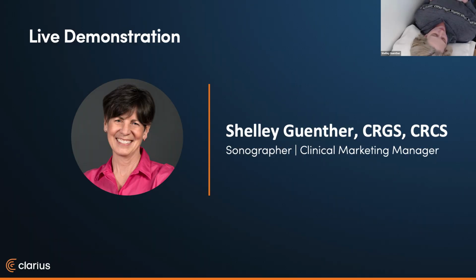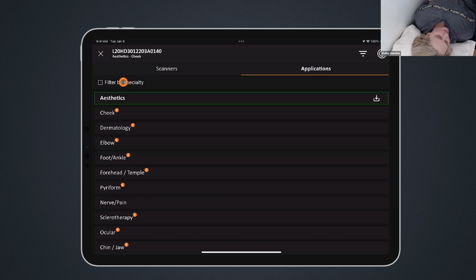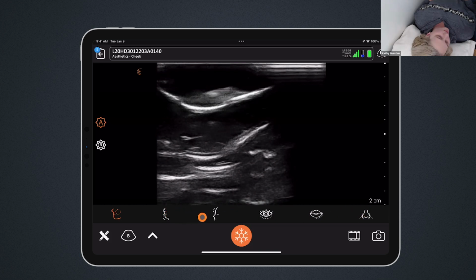We've got a few questions about education, and I'll just give you a quick little demo here using the L20. Okay, so yeah, I'm using the L20 here. And something I want to show you really quickly is it's new. It's called the aesthetics preset. So when we go into aesthetics, instead of having to go back in and select cheek, forehead, temple, piriform, or whatever, there are these nice little icons at the bottom that will automatically change your preset for you without having to go in and out of that menu.